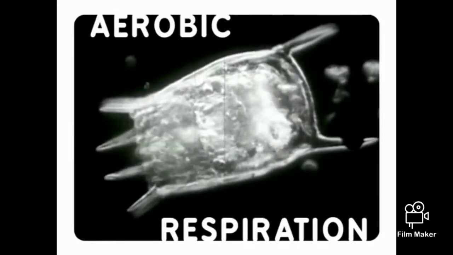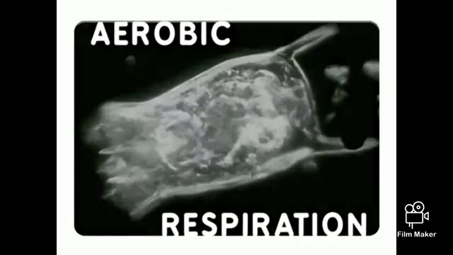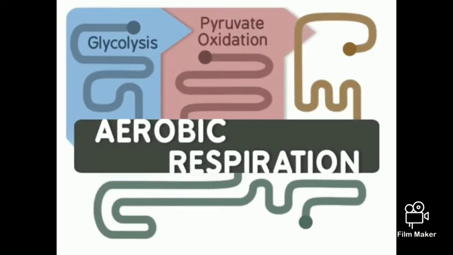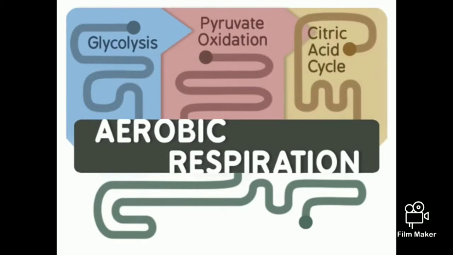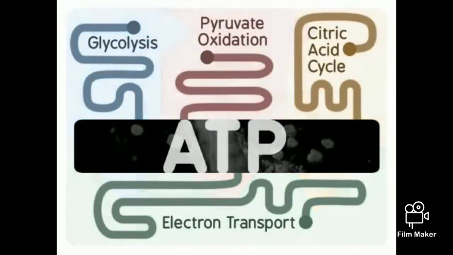Aerobic respiration is the most important process used to produce energy for a cell. It involves several pathways, including glycolysis, pyruvate oxidation, the citric acid cycle, and electron transport. Various sugars, fats, and proteins enter these pathways, and they can all be broken down to produce ATP energy for a cell.